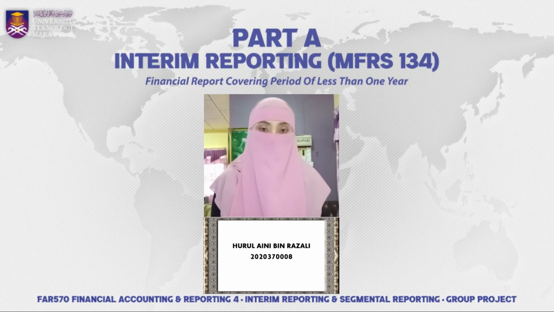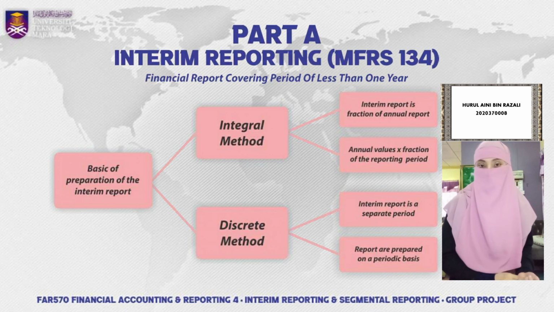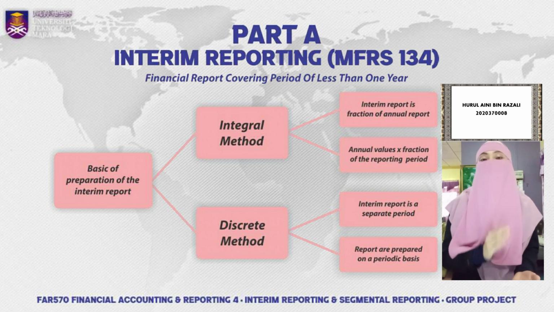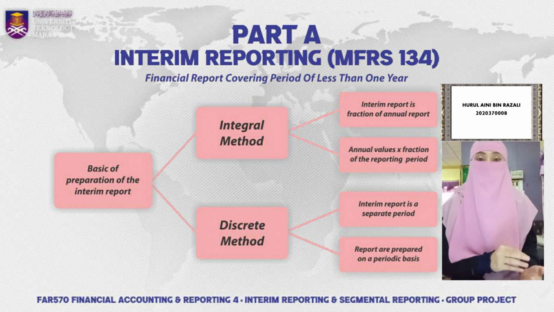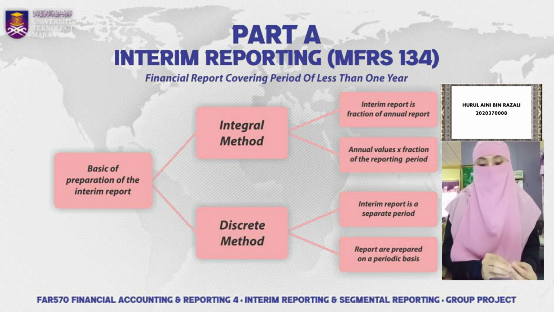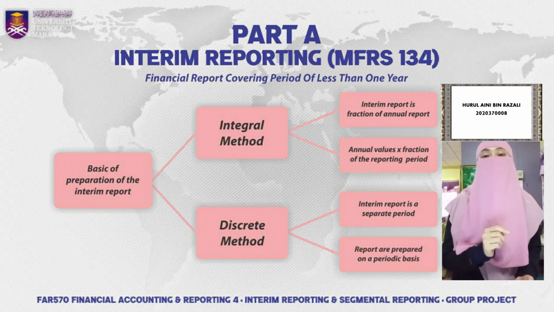Interim reporting. FAR570 is a financial report covering a period of less than 1 year. There are two bases of preparation of interim reporting: the integral method and the discrete method. In the integral method, the interim report is a fraction of the annual report, where the annual value is multiplied by the fraction of the reporting period. And in the discrete method, the interim report is a separate period, where the reports are prepared on a periodic basis.